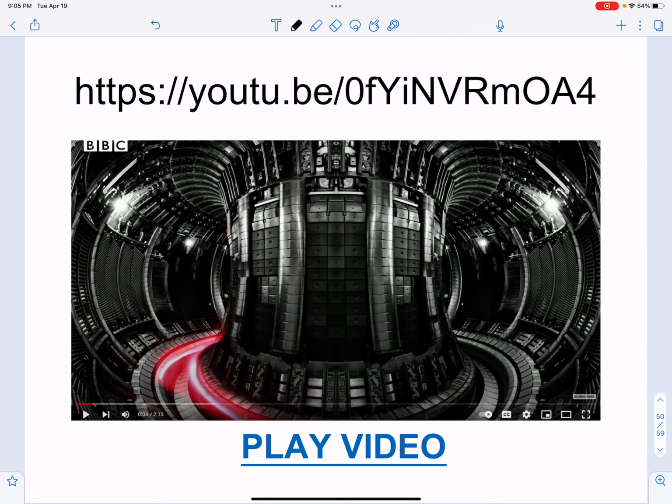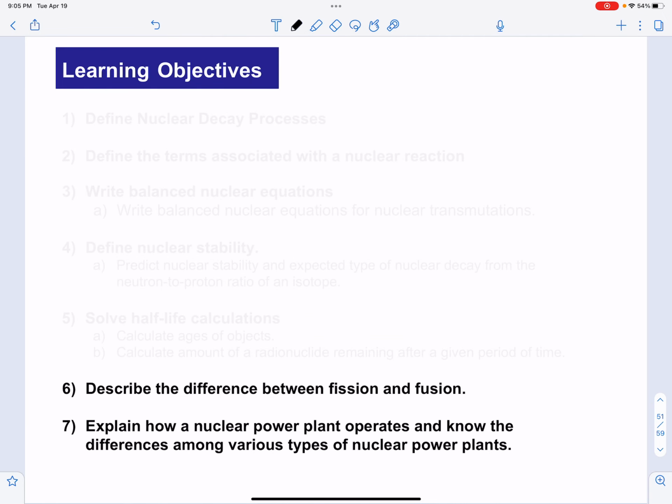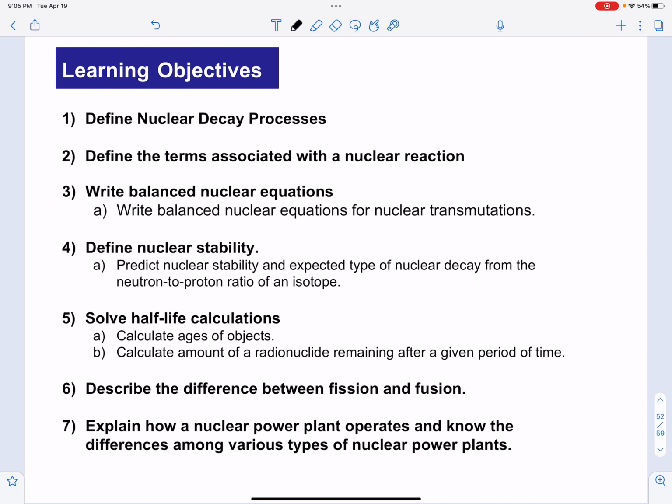And with that thought, we are done with this chapter. We just finished fission and fusion. You have a kind of a quick tour of how a nuclear plant works. We talked about the mass defect. And overall, we talked about what nuclear decay is. We learned about how to do nuclear reactions. And we learned how to balance them.